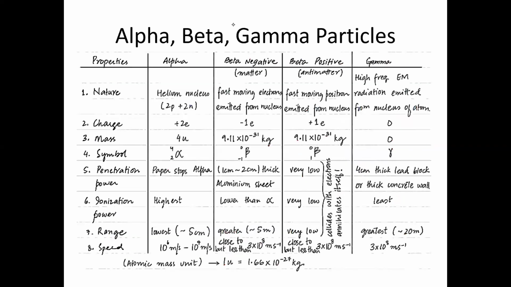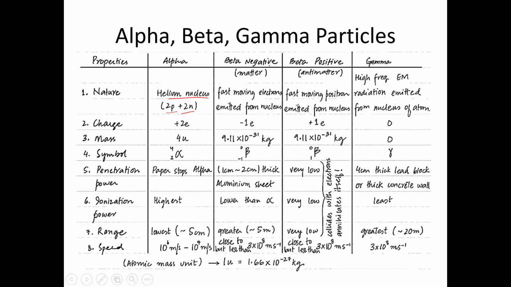So this was a summary of all the properties. So this is how all of the particles are connected with one another, or they can be compared with one another. So you must memorize all of these properties. The nature of the alpha particle is that they are helium nucleus. They carry two protons and two neutrons.